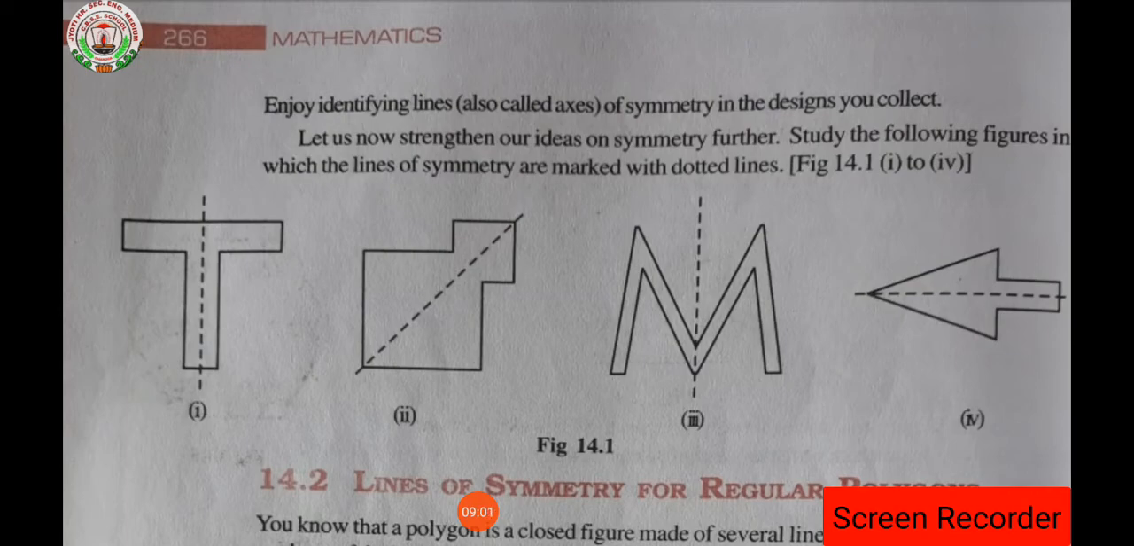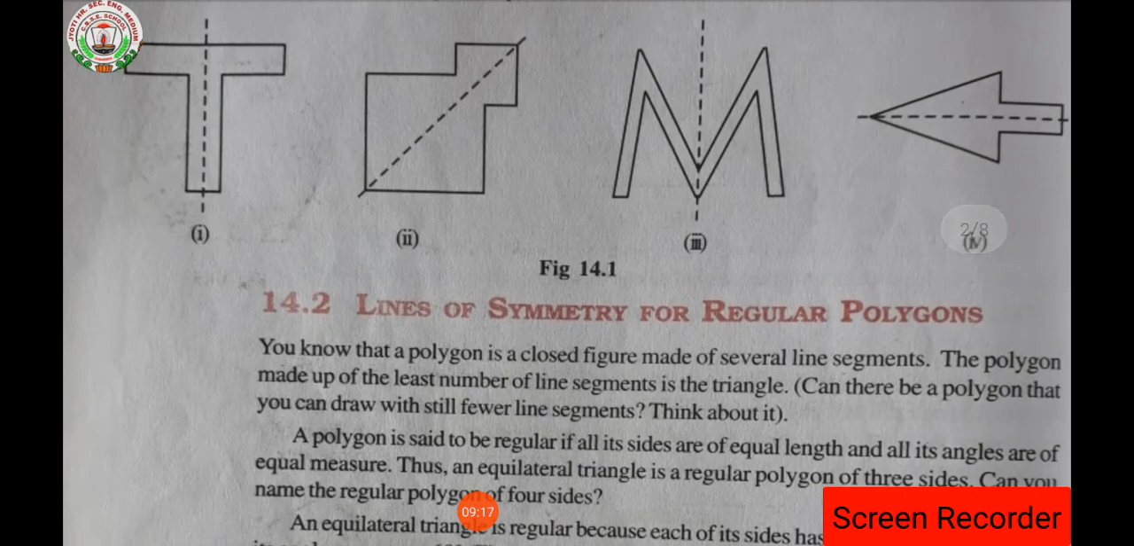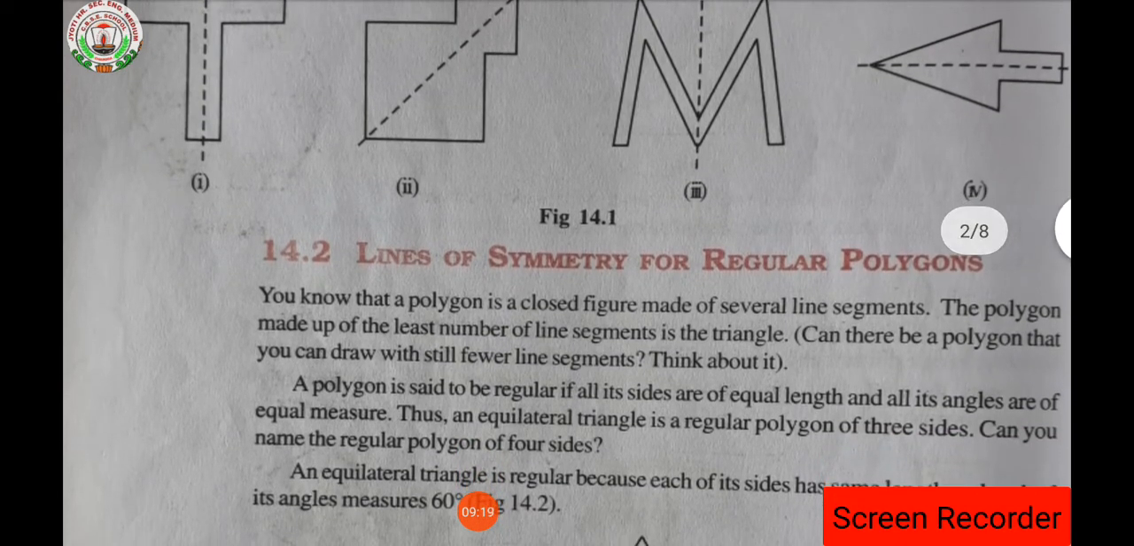The second example is also an example of symmetry. Third, the letter M can also be folded so that it looks identical, and the arrow sign can also be folded so that it looks identical, isn't it? The next topic is lines of symmetry for regular polygons. You know that a polygon is a closed figure made of several line segments. The polygon made up of the least number of line segments is the triangle.